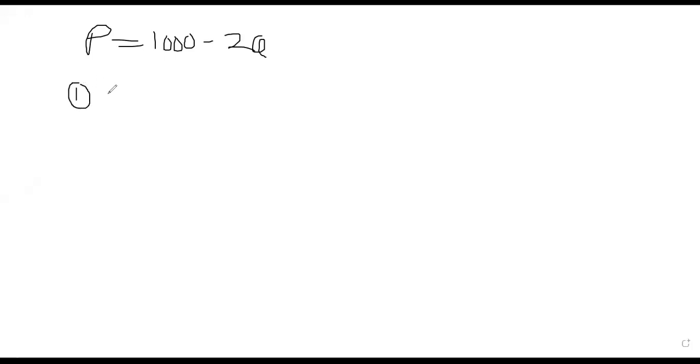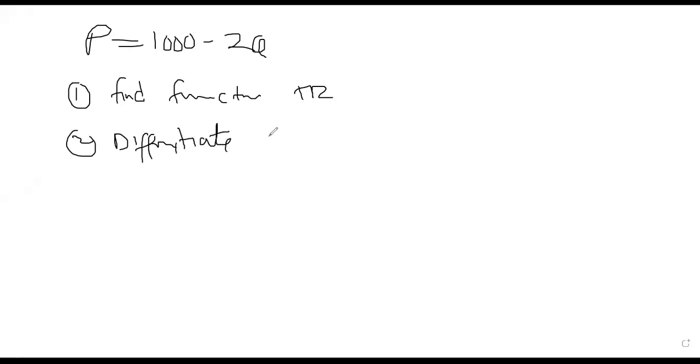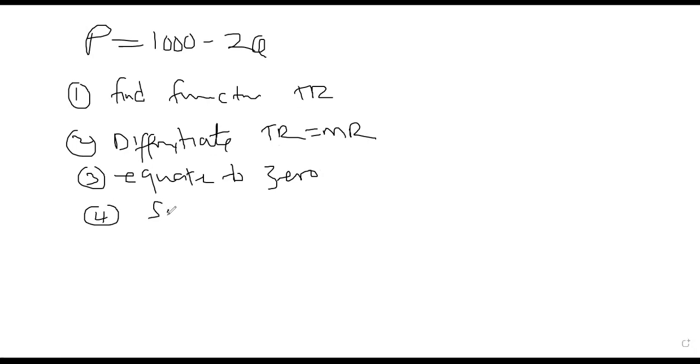Step 1, find the function that you want. Which function do you want to maximize? Total revenue. Step 2, differentiate that function. What function are we differentiating? The total revenue, which becomes what? Marginal revenue. Step 3, we equate to 0. Step 4, we solve for Q first, and P. So let's go.